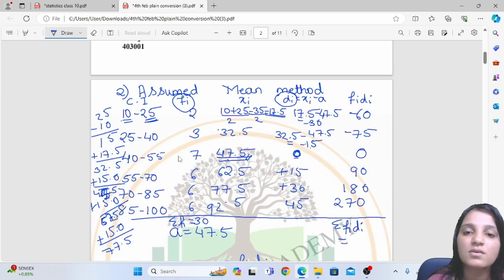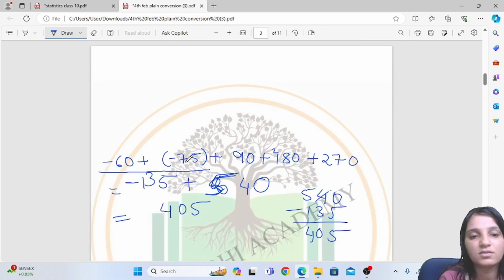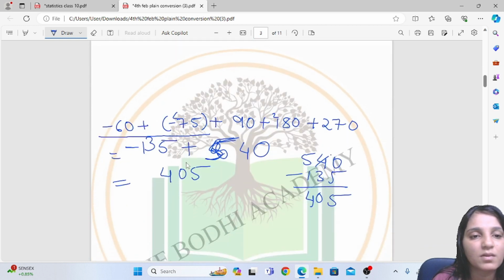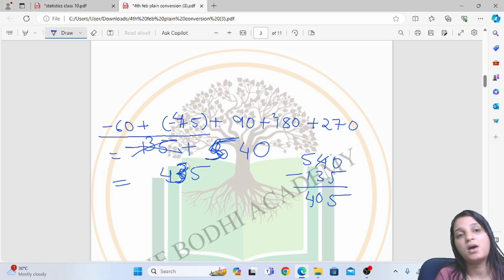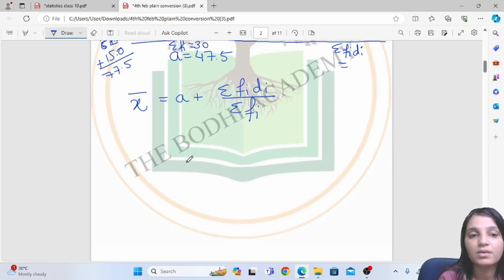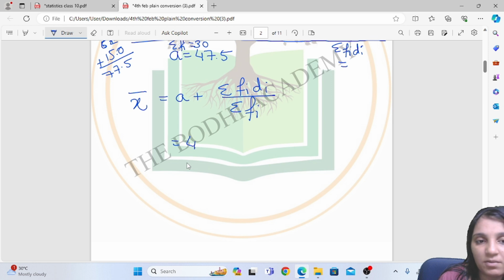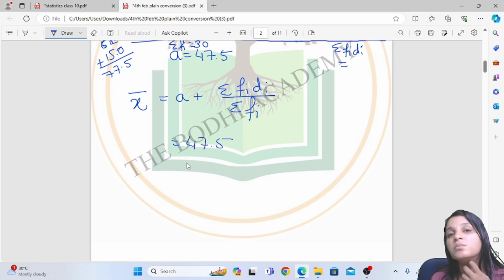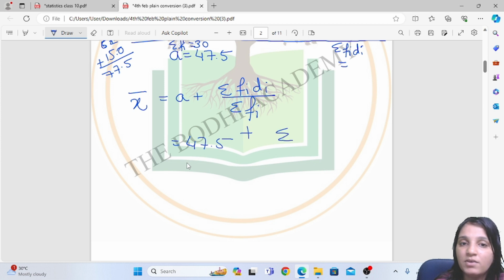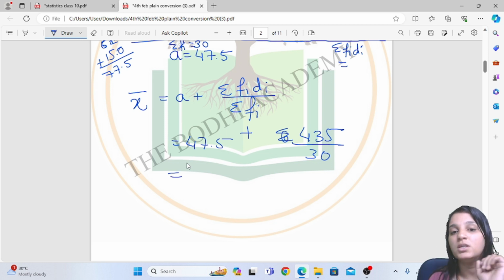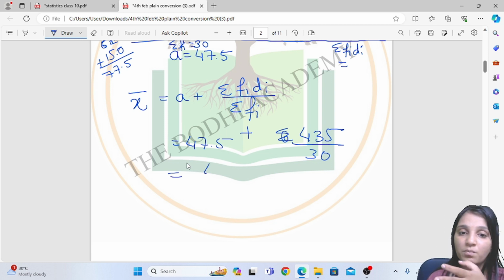Sorry, this one is 45. Okay, this one is 45. So your answer will be 435. So A is 47.5. We have taken it, assuming it to be 47.5, plus summation fi di, we got 435 upon 30. Now this calculation depends on you, how you go about it.